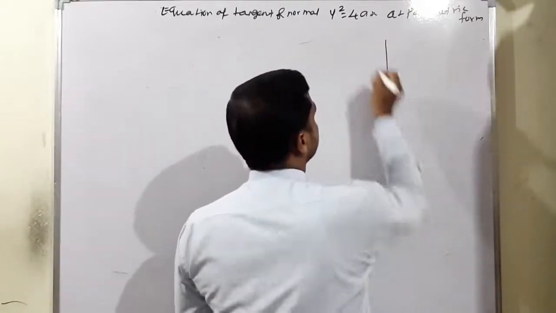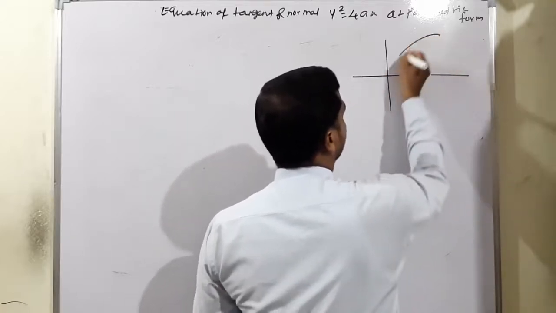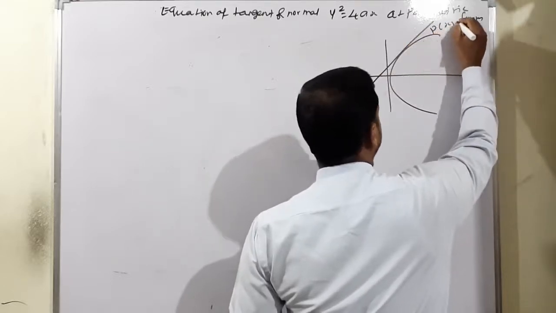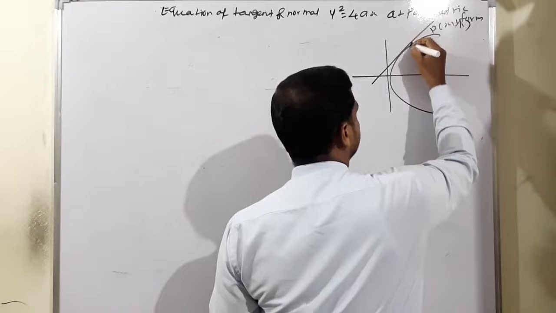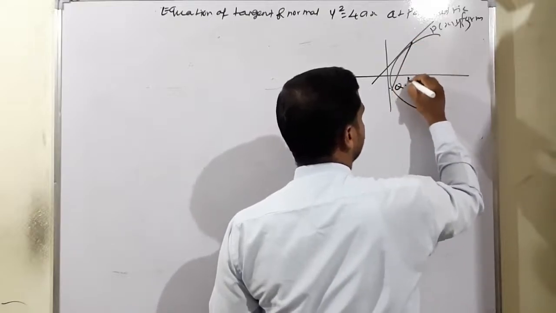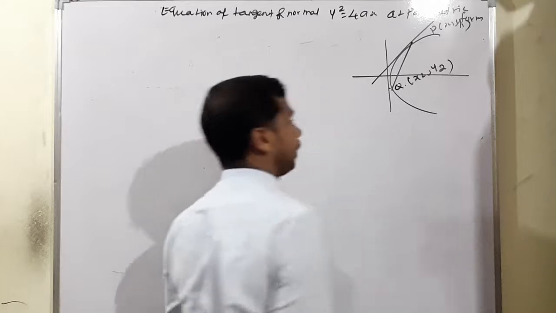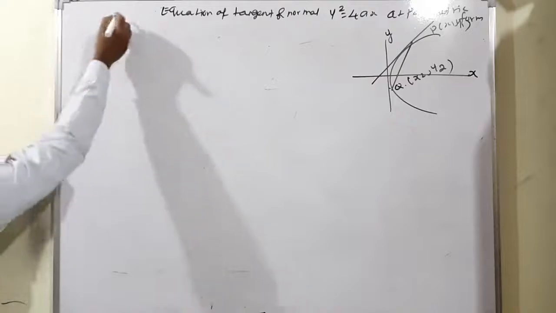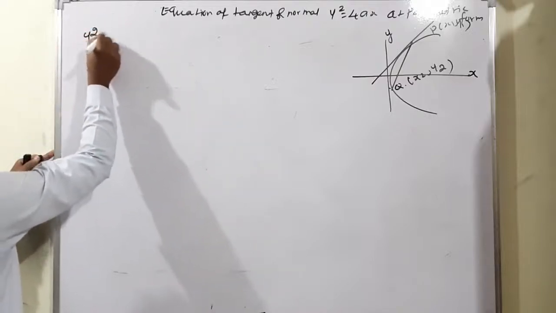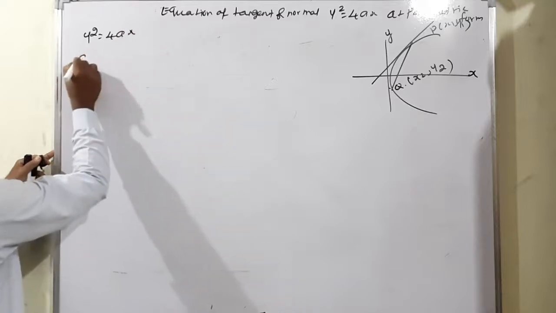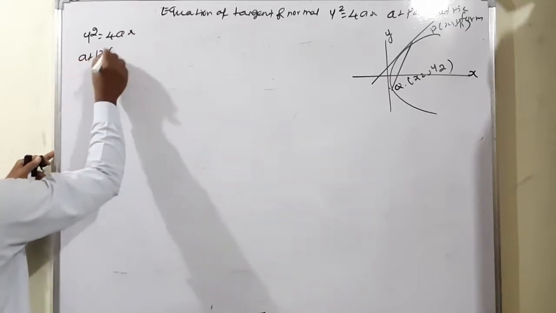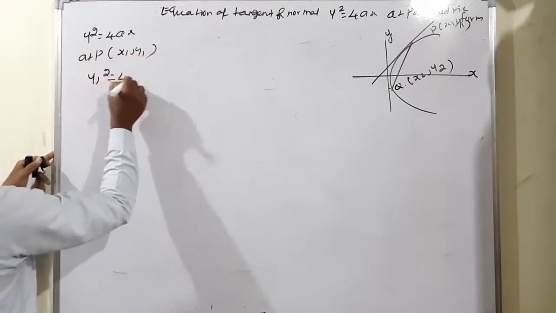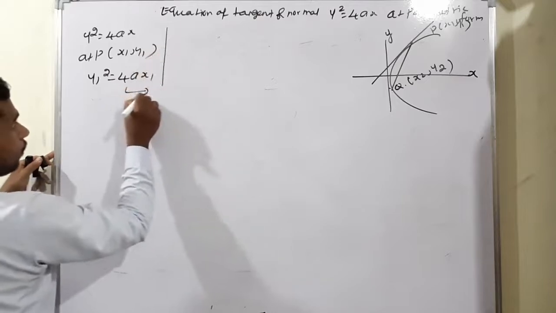Y square is equal to 4x is a right side open parabola. If you draw one tangent line, this is P of x1 comma y1, and this is considered for normal, that is considered for Q, the point x2 comma y2. This is x, this is y. The main condition is y square is equal to 4ax. At the first point P of x1 comma y1, instead of y square we write y1 square is equal to 4ax1. This is condition number 1.